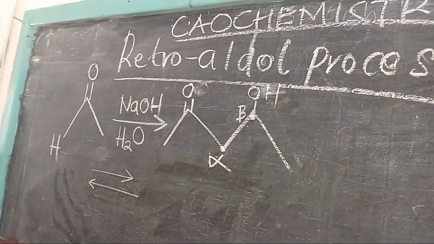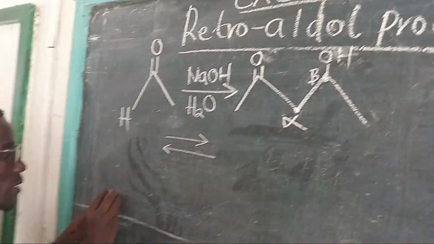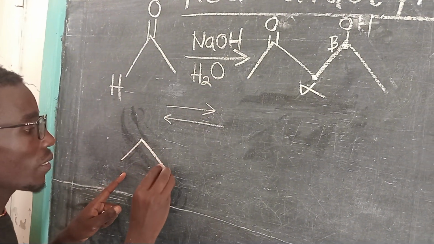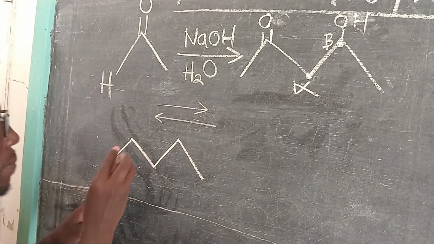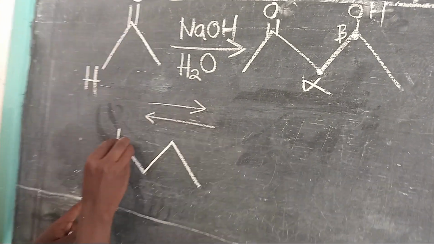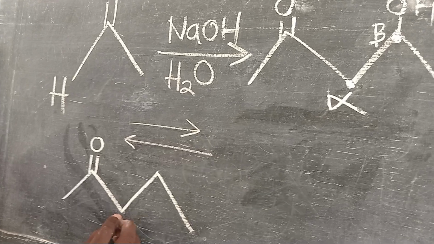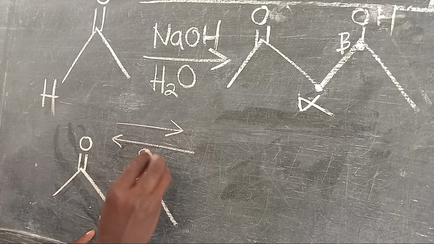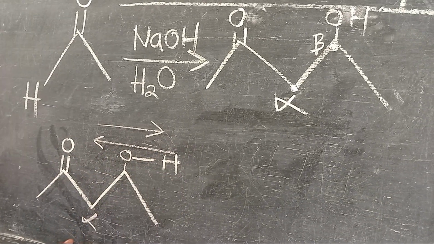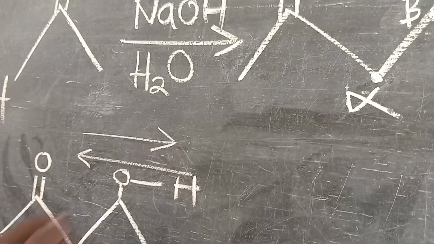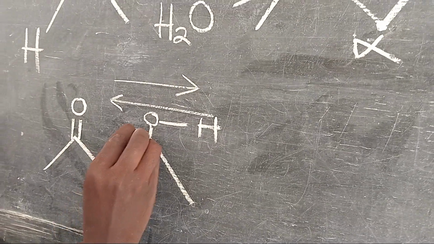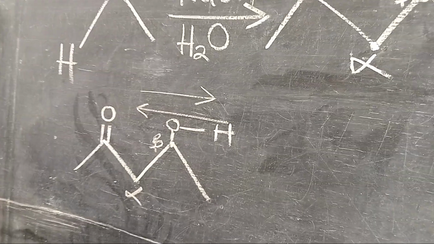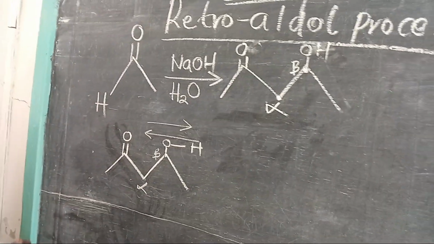And first of all, let's start by drawing this particular structure here. So we are drawing that particular structure, our aldol. Of course, this is our beta position. Okay. So, viewers, there's something I want us to take note of.